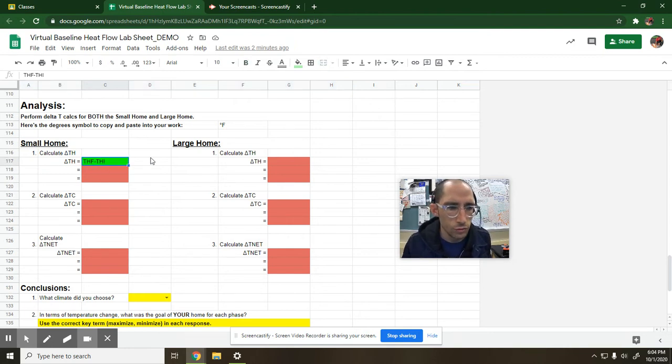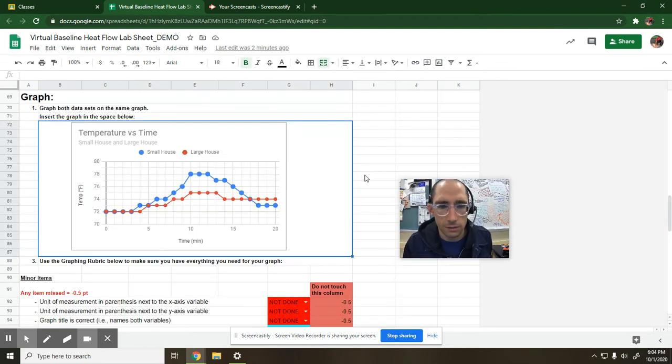Anyway, delta Ts. First of all, what are the equations for calculating your delta Ts? I already gave you the delta TH equation in terms of the variables: THF minus THI. Do you know what each of those stands for? Temperature, heating, final. THI is temperature, heating, initial. Heating lasts from 0 minutes to how many minutes? When does heating stop? Yes, 10 minutes. Heating goes from 0 to 10.